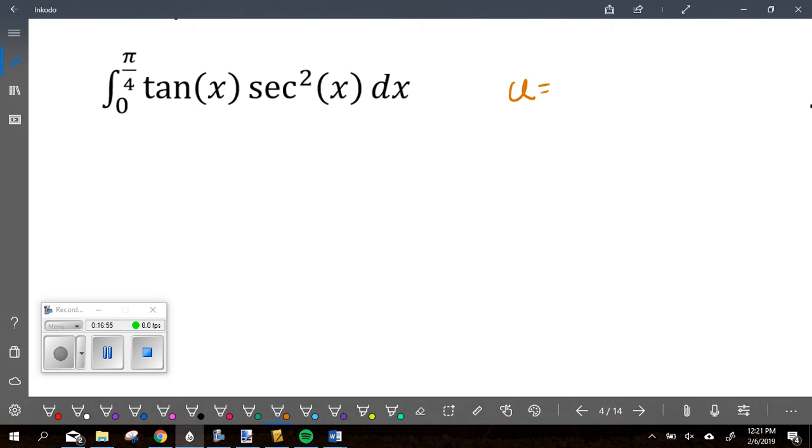Identify u, and let me give you a hint here with u. Remember what you're going to do with u next. You're going to take the derivative. You're going to plug that derivative back in, and it's going to cancel with something else. So take a second with your neighbor. Think of what you think u should be.